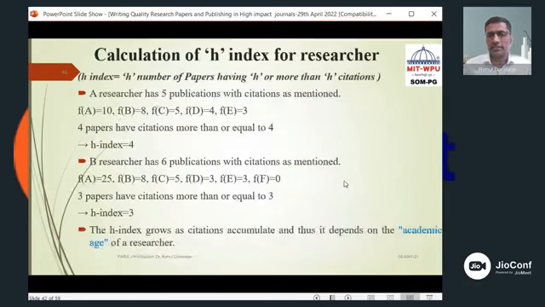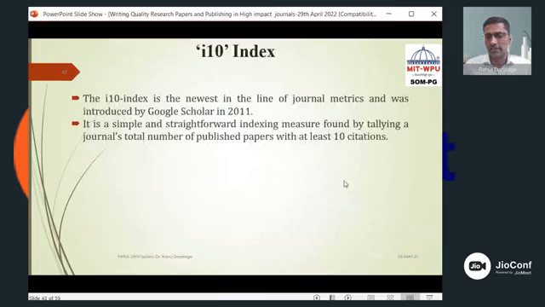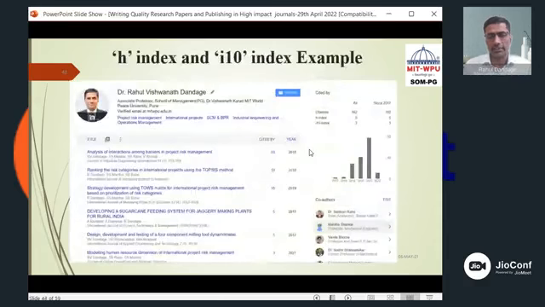Apart from H index, there is one more index, which is the I-10 index. This is simple. It is specified by Google Scholar. The number of research papers that have got 10 or more than 10 citations is your I-10 index. So I will go with my own example.